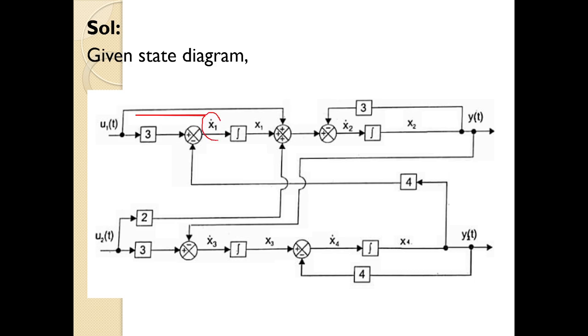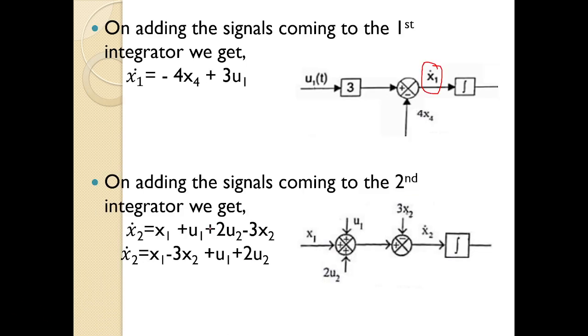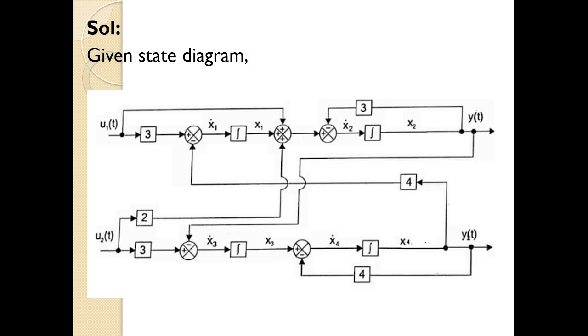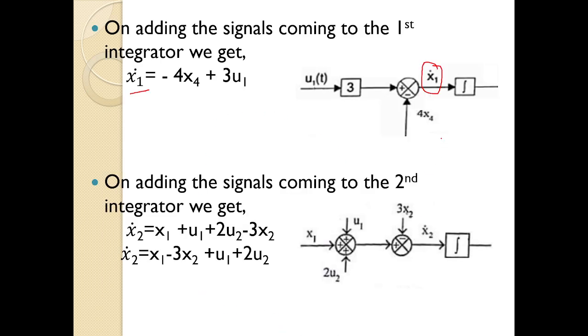Okay, so I want to determine x1 dot. So what are the input signals here at the summing point? These two are the input points, 3 u1 of t, and here there is 4. So what is x1 dot? That is 3 u1 of t plus 4 x4. Here you can see 4, so x4 signal is going through the 4. Okay, we can't consider y2 of t here, it is output. So x4 into 4. Okay, so this is our x1 dot.